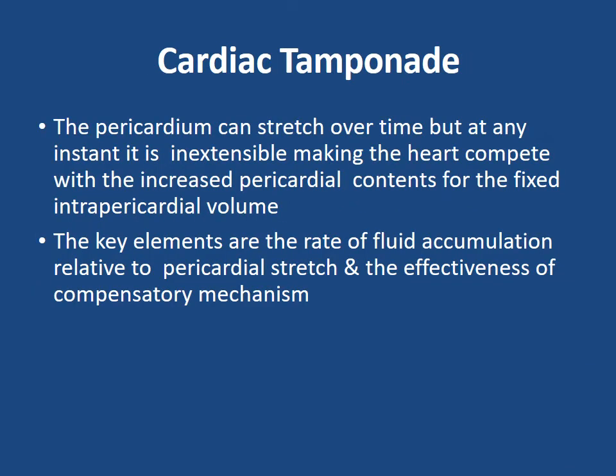Next is cardiac tamponade. The pericardium can stretch over time, but at any instant it is inextensible, making the heart compete with the increased pericardial content for a fixed intrapericardial volume. The key elements are the rate of fluid accumulation relative to the pericardial stretch and the effectiveness of the compensatory mechanism. If the pericardial effusion develops suddenly, then the compensatory mechanism will be less effective and the patient will be more symptomatic. While if the pericardial effusion develops over a prolonged period of time, the compensatory mechanism will be more effective and the patient will be less dramatic.